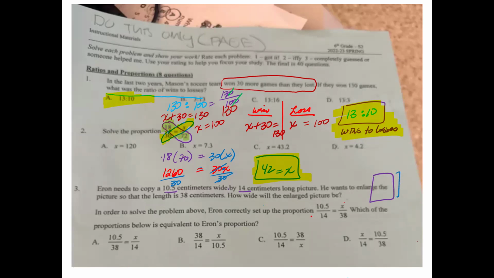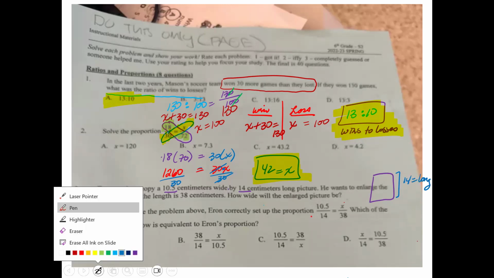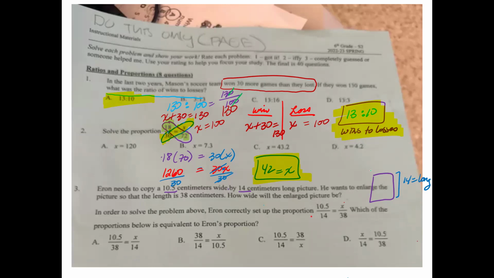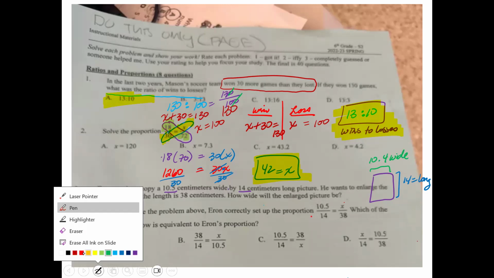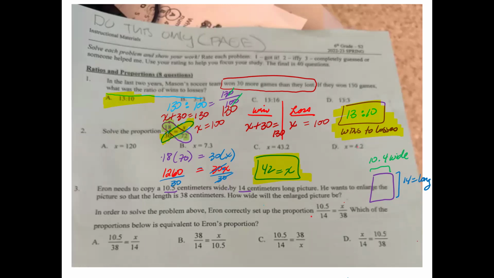What is this side going to be? Is it the width or is it the length? I don't know. The length is going to be the one that's the longest. Which number is the longest? 14. What's this side right here? 10.5. 10.5 is smaller than 14, isn't it? Yeah. So you want to make this picture a little bit bigger. So we're going to redraw it to make it bigger.